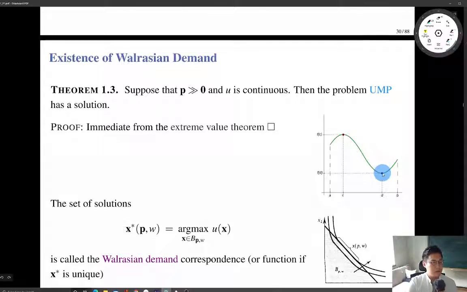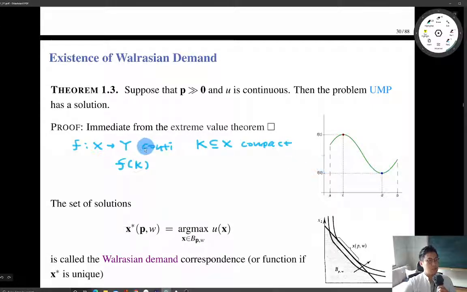The general statement of the extreme value theorem is: suppose that we have a function f, a mapping from set X to Y, and it is continuous. All right, and then we define set K as a subset of X, a subset of the domain, and it's a compact set. Then f of K, the image of this function over the set K, is also compact. Okay, so bounded and closed.